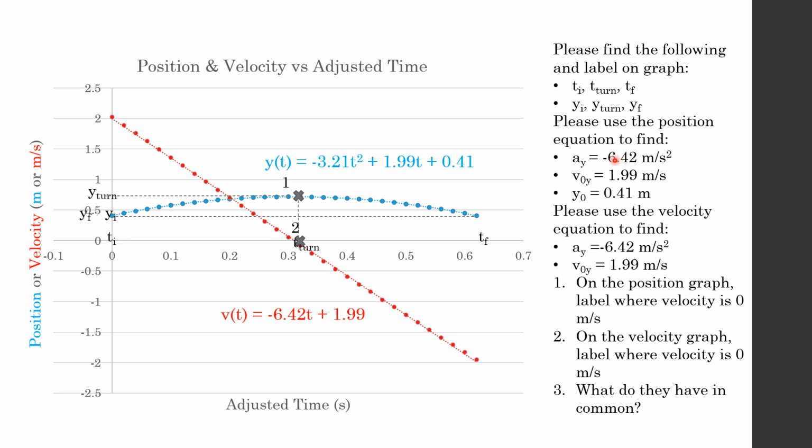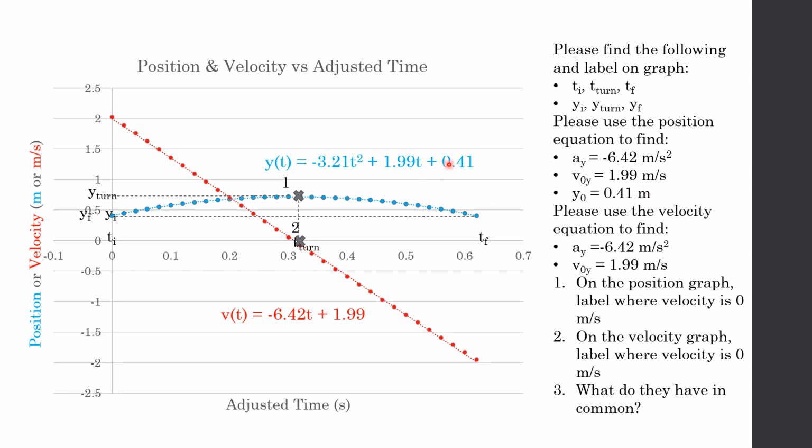Then we're going to use the equations. First we're going to use the position equation, so please use the position equation to find a_y. We know that the term in front of the t squared term is 1/2 a, so we need to multiply this coefficient by 2 in order to get the acceleration. 2 times 3.21 gives us a negative 6.42 meters per second squared. We know the coefficient in front of the t term is the initial velocity. So initial velocity is 1.99 meters per second.